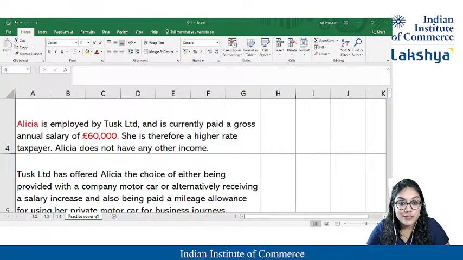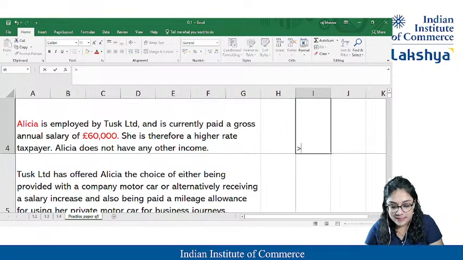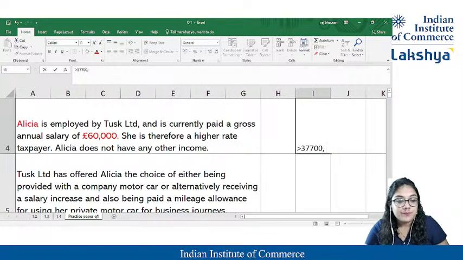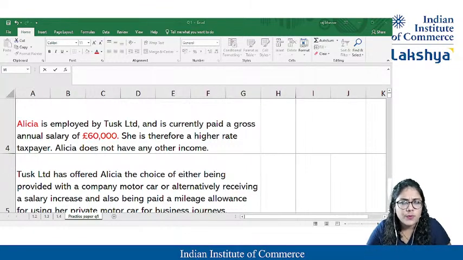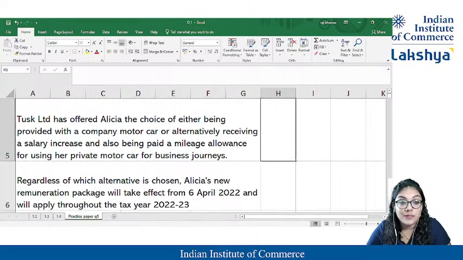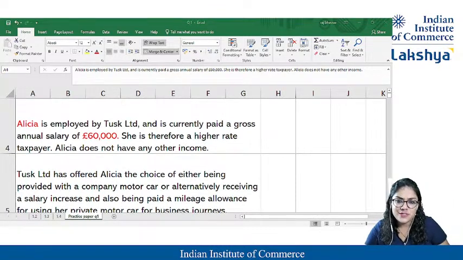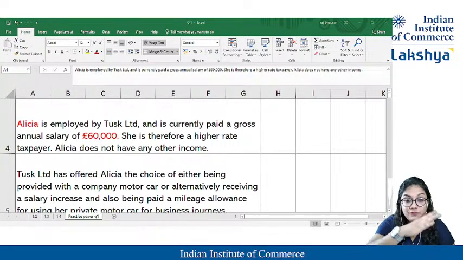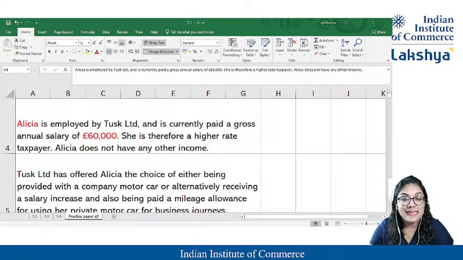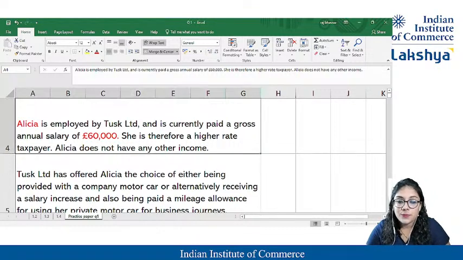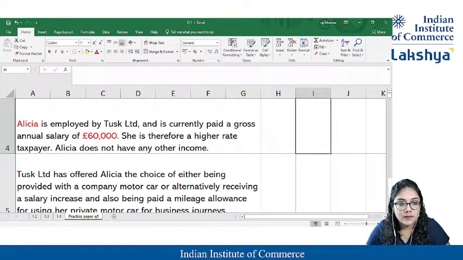So maybe there could be a situation that I might pay more tax, if my income is more than 37,700. That means I am supposed to pay not 20% but 40% tax, you know. So where will I find it, ma'am? Again, I told you that the sheet should be available with you all. Which sheet? Yes, the sheet in which the tax rates are mentioned. So we know 0 to 37,700 is 20%, and 37,700 to 150,000 is 40%. So yes, ma'am, over here Alisa falls under this tax rate. Cool. So over here I can make the statement bold, so that we can easily figure it out.